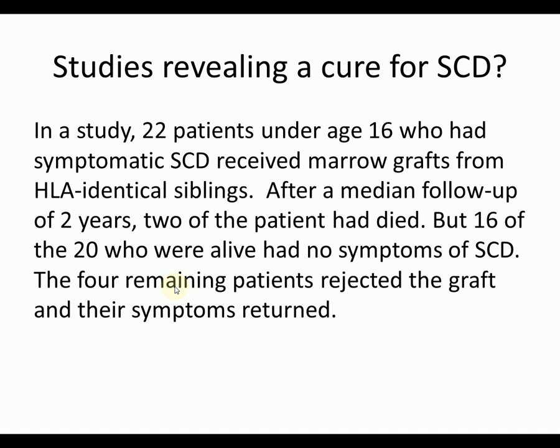Studies revealing a cure for sickle cell disease. In a study, 22 patients under the age of 16 who had symptomatic sickle cell disease received marrow grafts from an HLA identical sibling. After a median follow-up of 2 years, 2 of those patients had died, but 16 of the 20 who were alive had no symptoms of sickle cell disease. The 4 remaining patients rejected the graft and their symptoms did return.